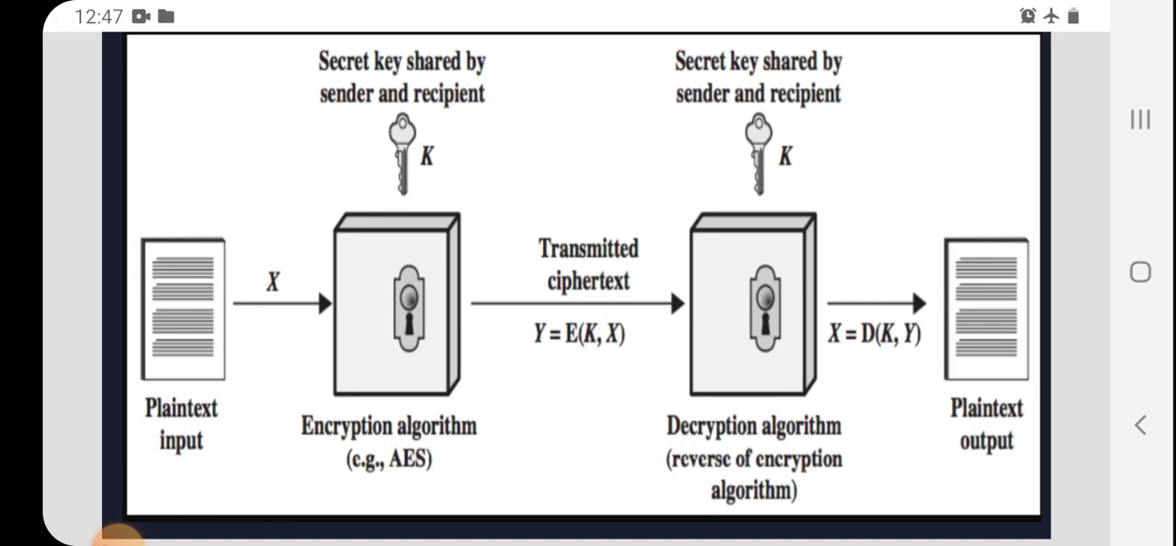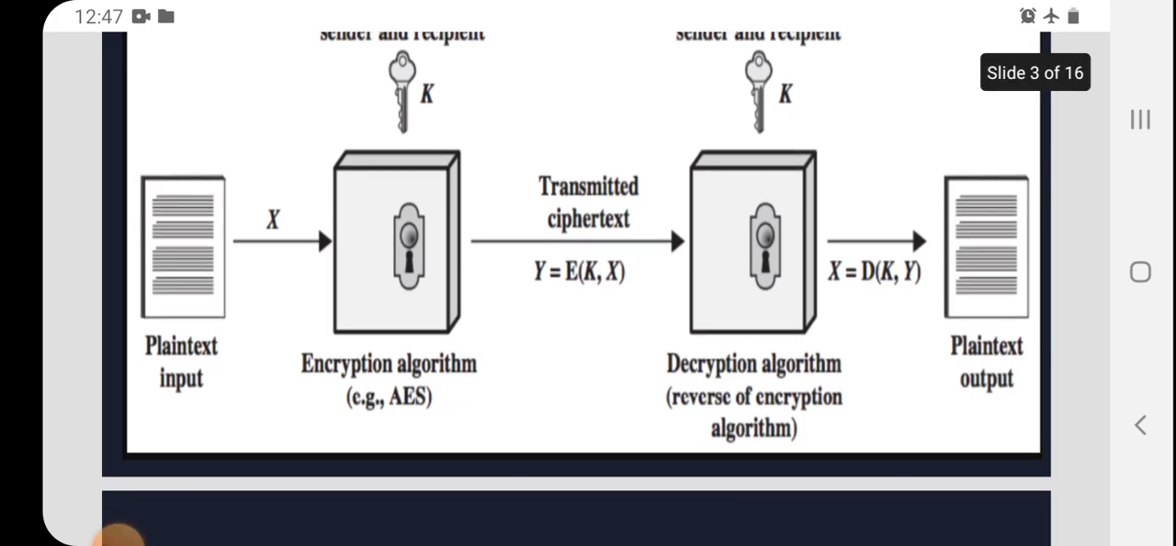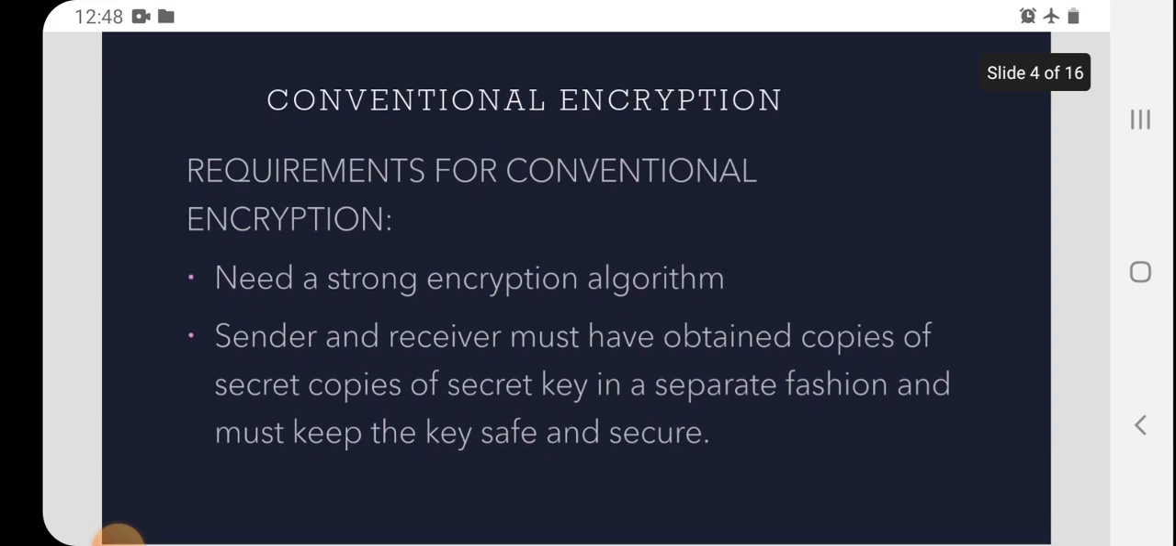That is, your ciphertext is converted into the plain text, so that is received at the output. Here we have an expression which tells you that y is equal to E(k, x), where k is the key and x is the input being transmitted. At the output we get x is equal to D(k, y). So D is the decryption, k is your key and y is the input, and you'll be retrieving the message.